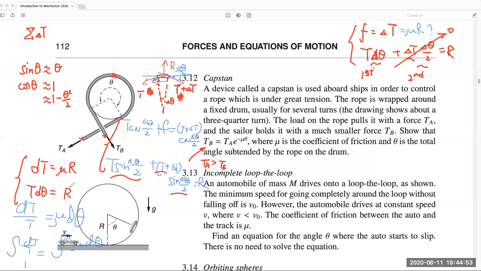Yeah, you integrate on both sides, and remember when you do the integration, it is much better to take the definite integral, so you put in the range of the integral. Otherwise, you need to solve for the arbitrary constant in the equation, and then it will be quite complicated. So it is from TA to TB, okay? Then you can get natural log of TB divided by TA equal to mu times theta.